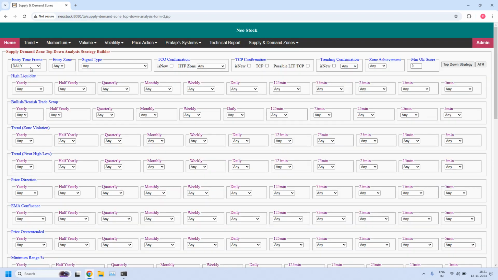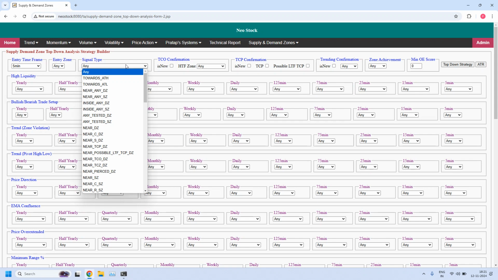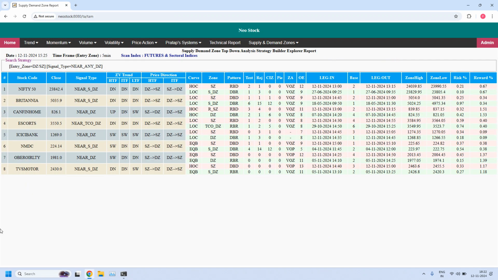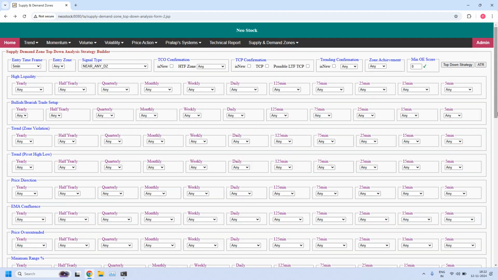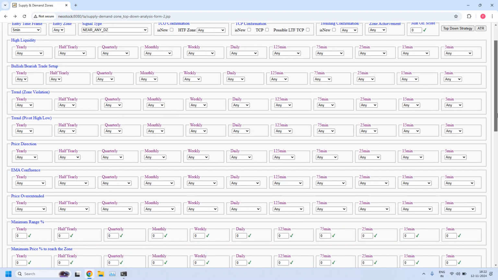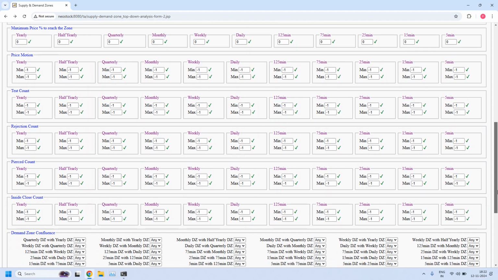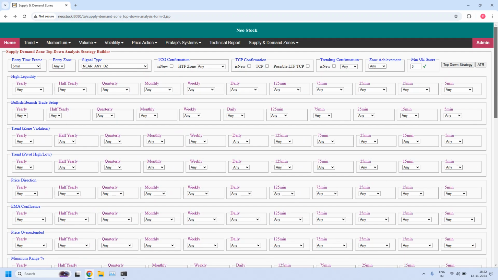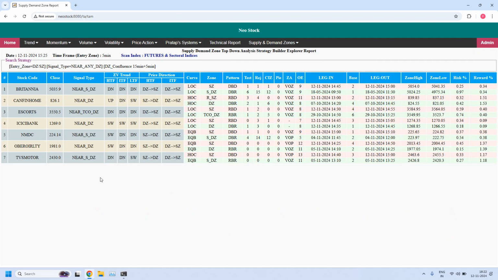Next time frame is 5 minutes. Let's find the stocks near the 5 minute demand zone. 8 stocks are filtered. Let's identify how many of these demand zones are having ITF confluence, that is 5 minute demand zone with 15 minute demand zone confluence. I am enabling the filter. So with this filter, we got 7 stocks.